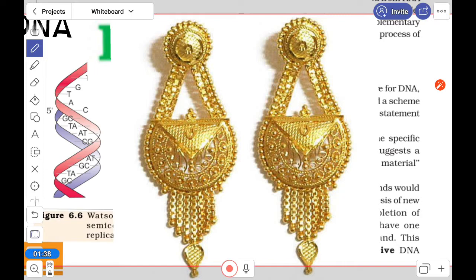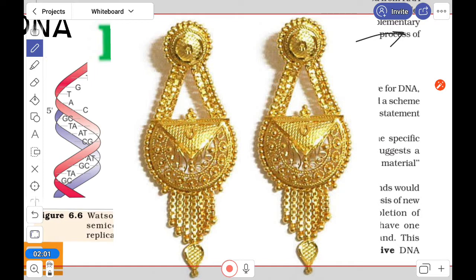Now, if we want to make a copy, what will we do? Normally, we will give it to one goldsmith, and that goldsmith will make that copy by looking at this one. So this method is known as the conservative method.